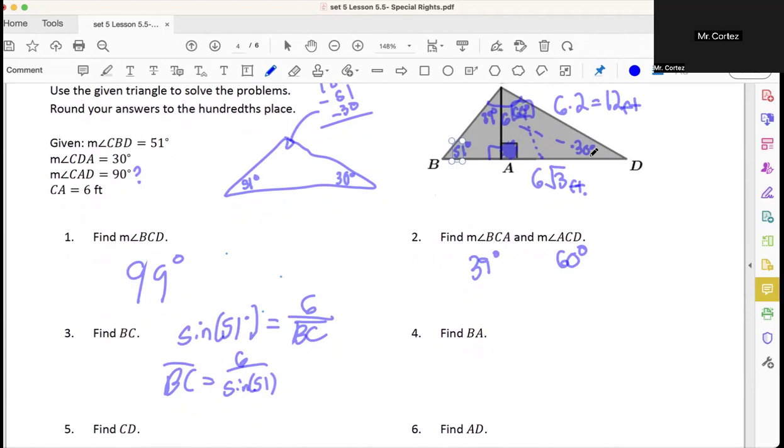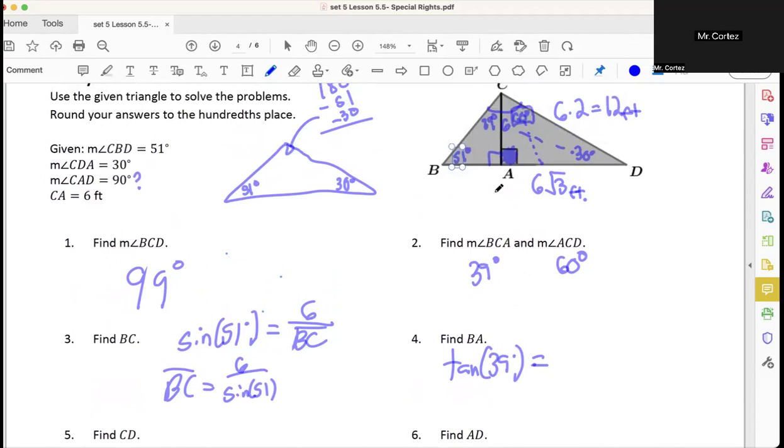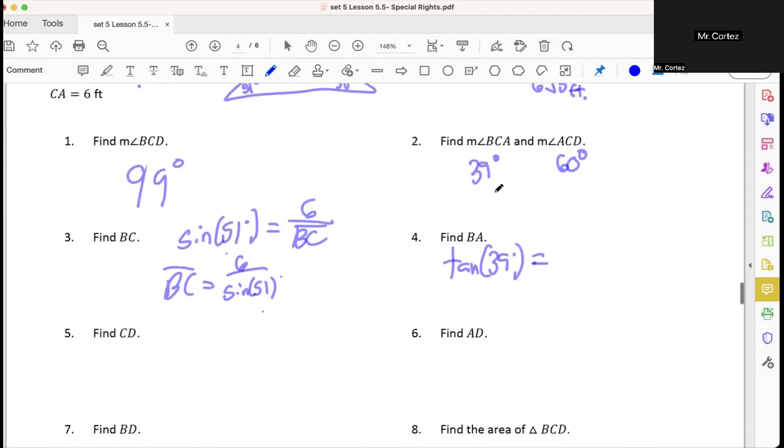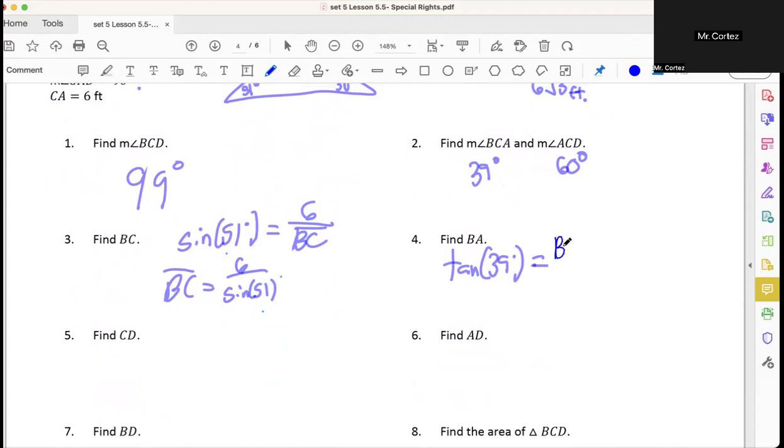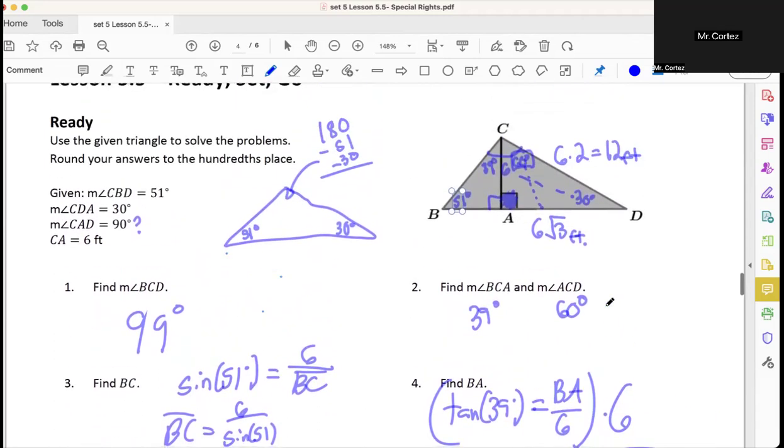So let me think. You know what? I'm going to do tangent of 39, that top angle, because that's the opposite over the adjacent. So that's BA over 6. And then this is pretty simple, just multiply everything by 6, getting that 6 tangent of 39 should equal BA. It's probably some of the quickest algebra you can do to get a hold of that.